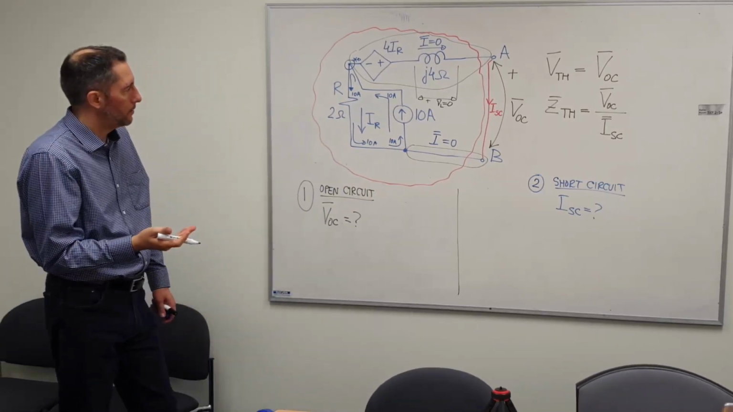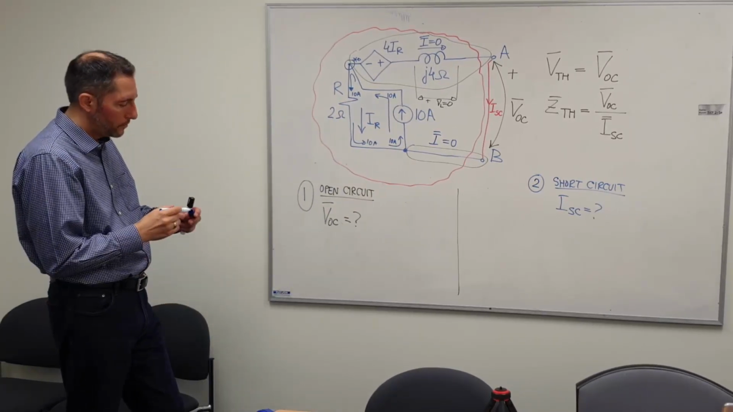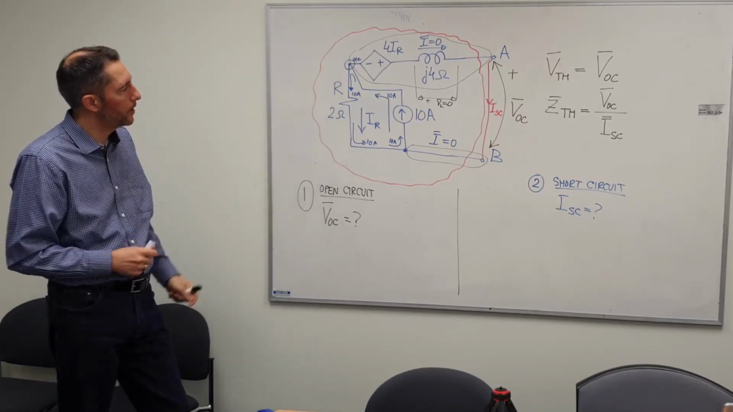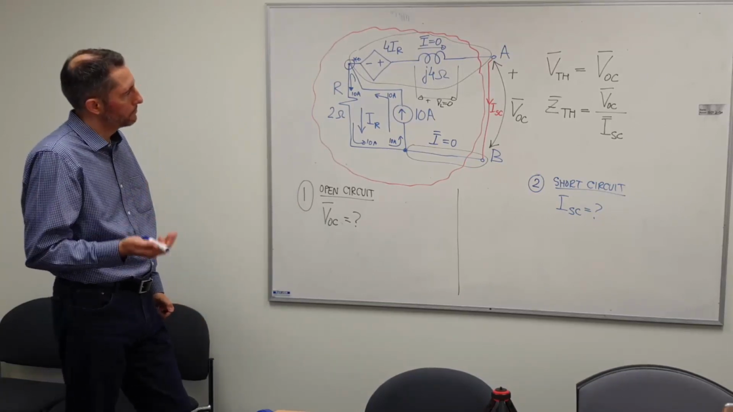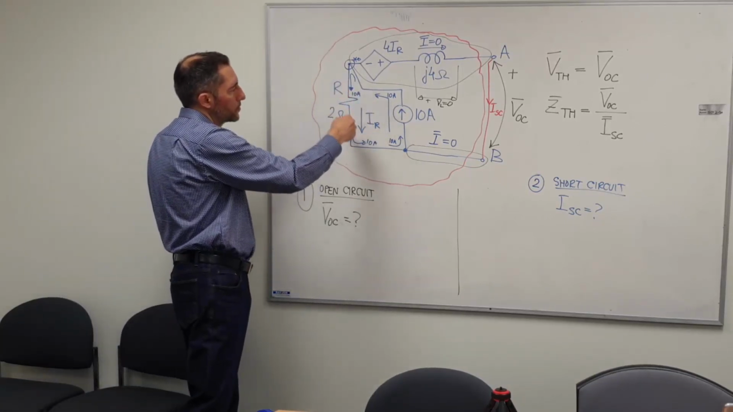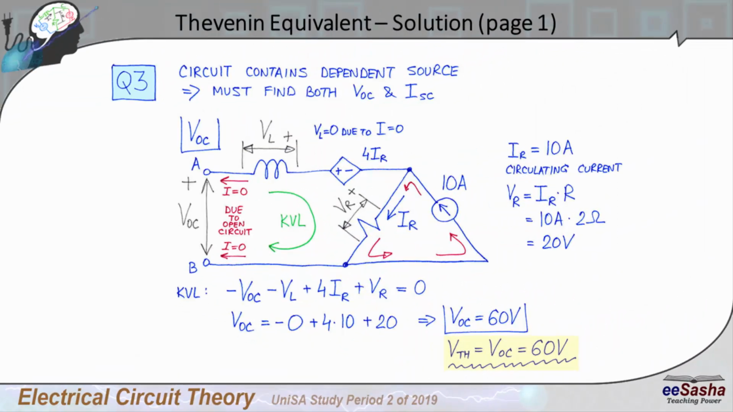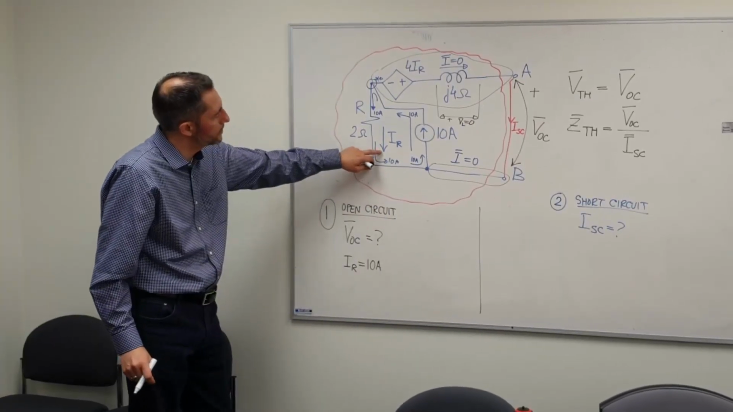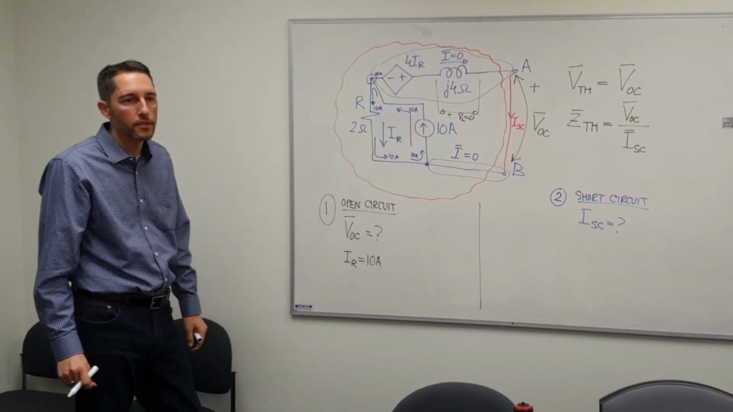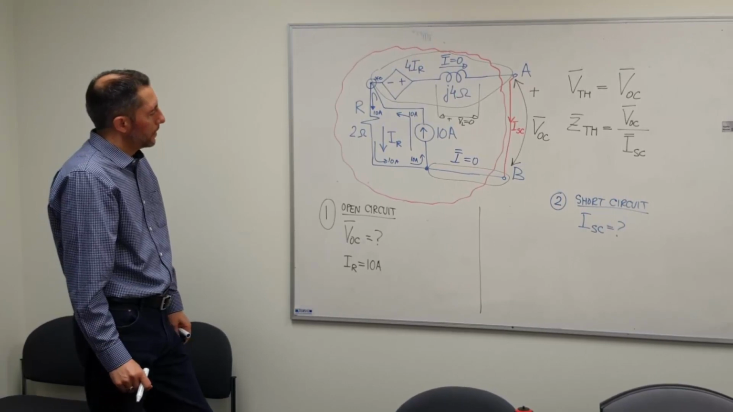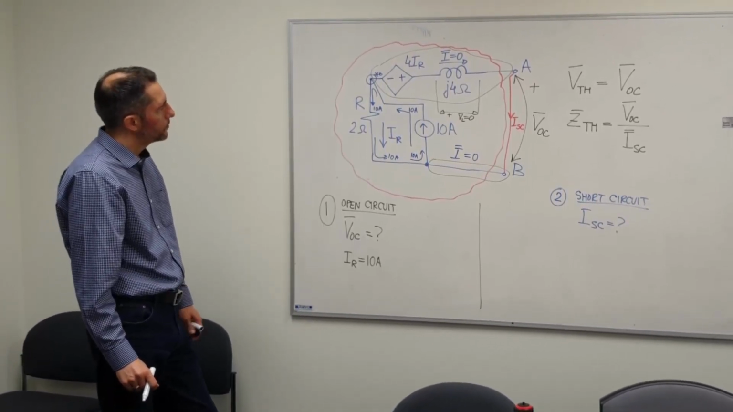So you can really conclude that without writing a KCL for this node or anything like that. You can simply observe what's going on and come to the conclusion that there is some kind of circulating current in this loop. At the same time, that gives us the answer as to how much IR is. Well, IR has to be 10 amps. And it's plus 10 amps because it's obviously in the same direction as IR. So that's the first piece of information that we have figured out from this circuit.